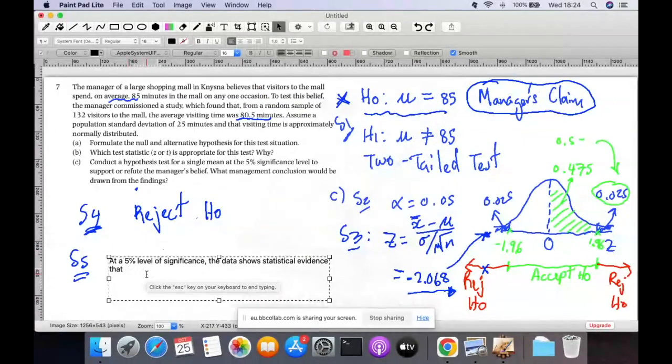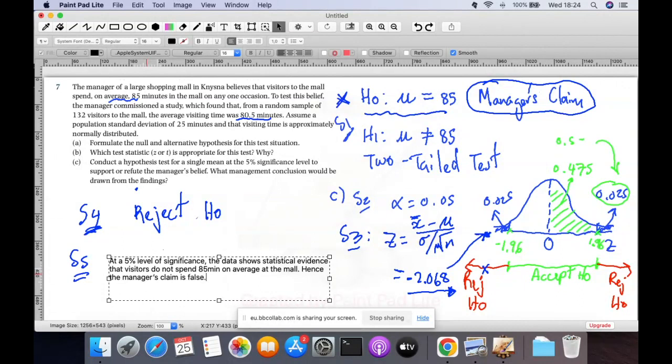Data shows statistical evidence that visitors do not spend on average, and that's because we're rejecting H naught, that they do spend 85 minutes, because we got mu equals 85. So I'm actually accepting H1, right? So the visitors do not spend 85 minutes on average at the mall, right? The manager's claim is false. Hence, the manager's claim is false.